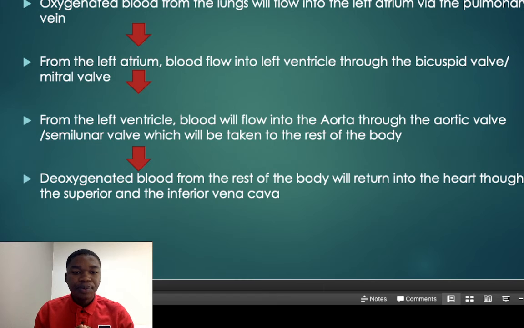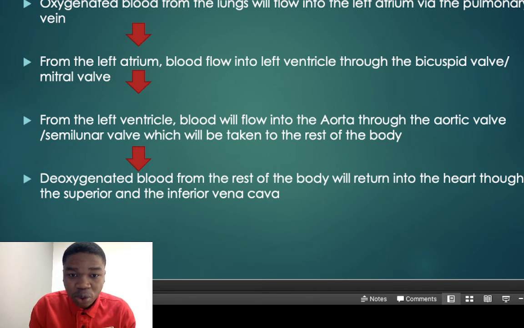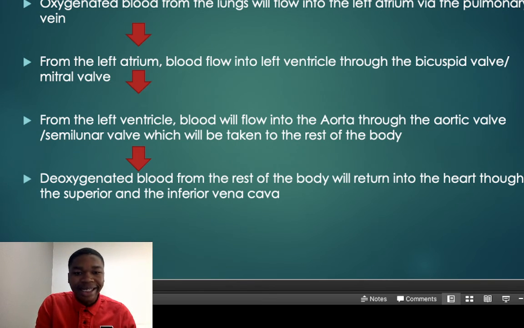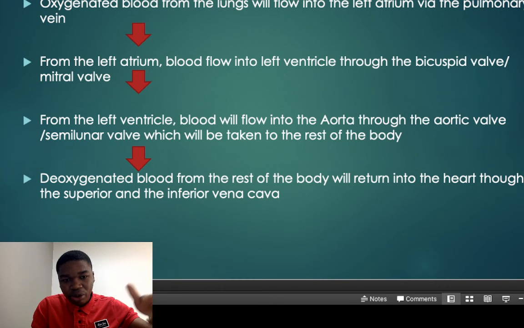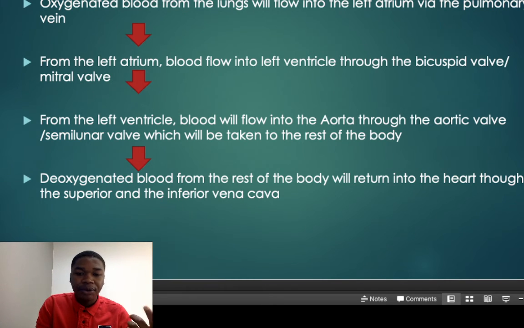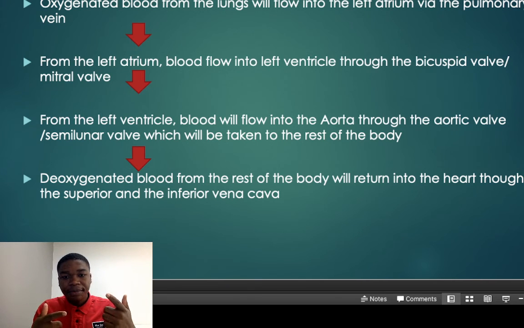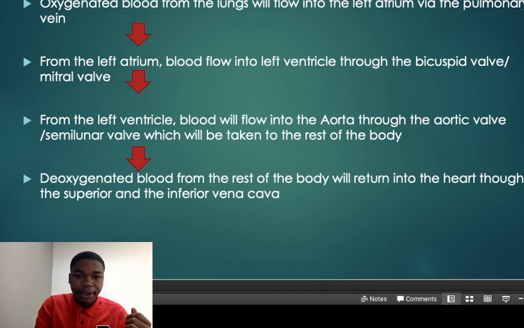So now, blood from the left ventricle will flow into the aorta through the aortic valve or the semilunar valves, which will be taken into the rest of the body. Then deoxygenated blood from the rest of the body will return into the heart through the superior and the inferior vena cava. As we explained, it's a circulation, right? The circulation, you have to know that.